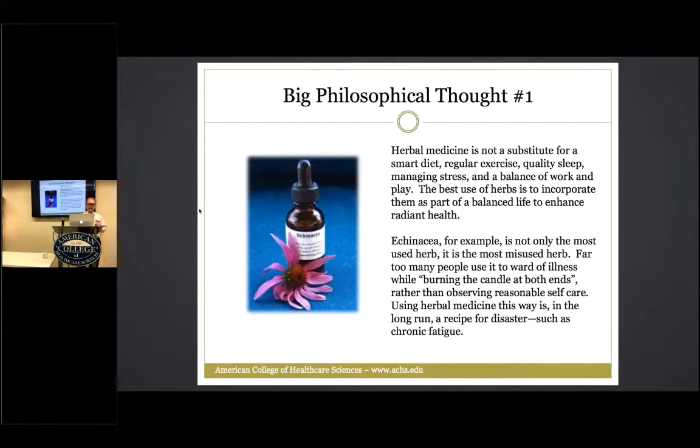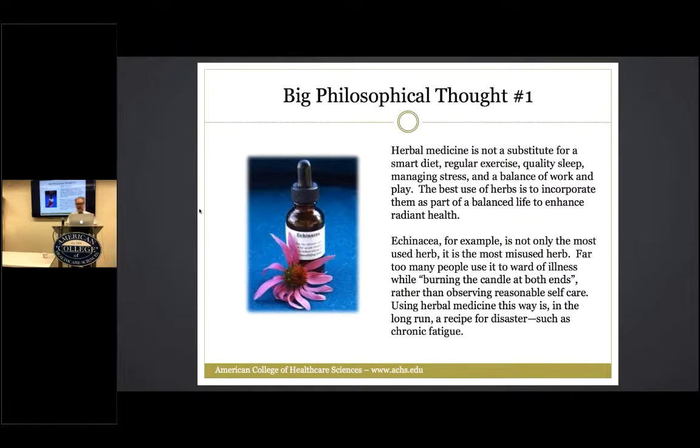Now, big philosophical thought number one: herbal medicine is not a substitute for a smart diet, regular exercise, quality sleep, managing stress, and a balance of work and play. The best use of herbs is to incorporate them as part of your balanced life to enhance radiant health.